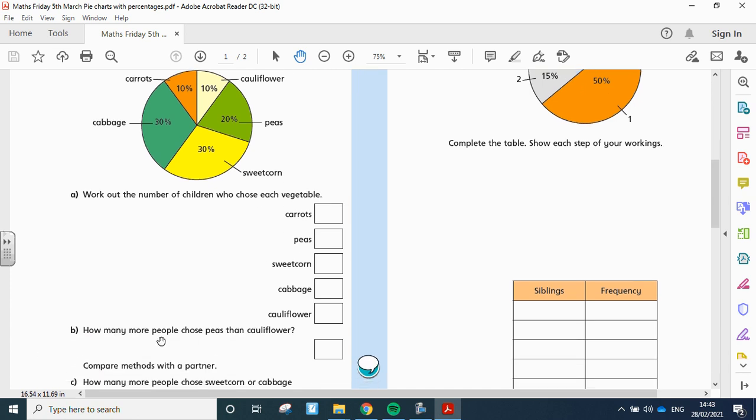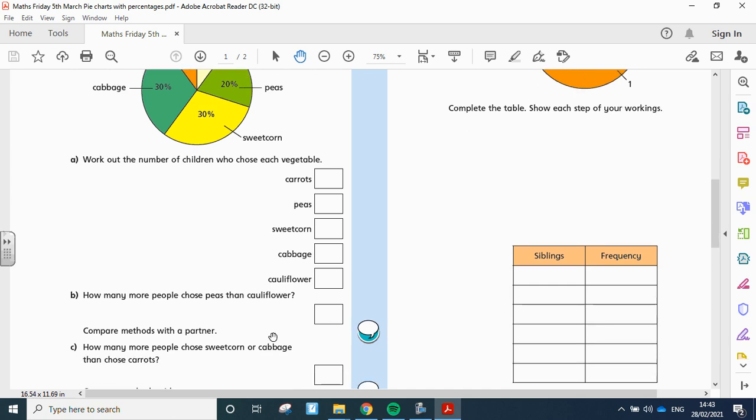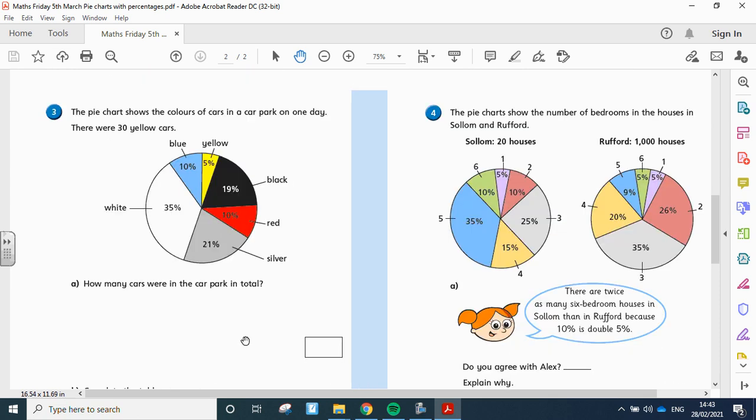How many more people chose peas than cauliflower? So now you've got your numbers of children written down for cauliflower, your number of children, not percentage, number of children written down for peas. You should be able to find the difference between them. Obviously, you can't compare methods with a partner. Don't worry about that.